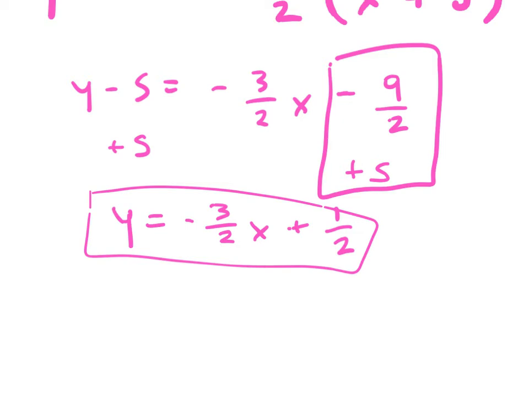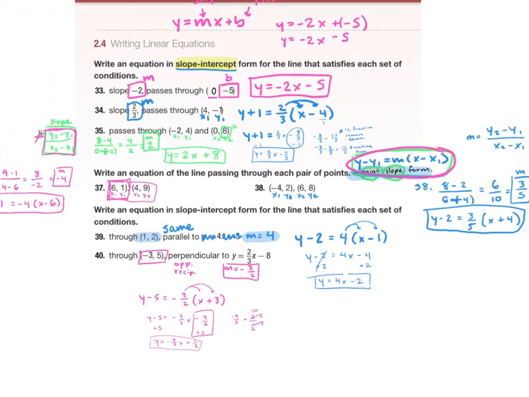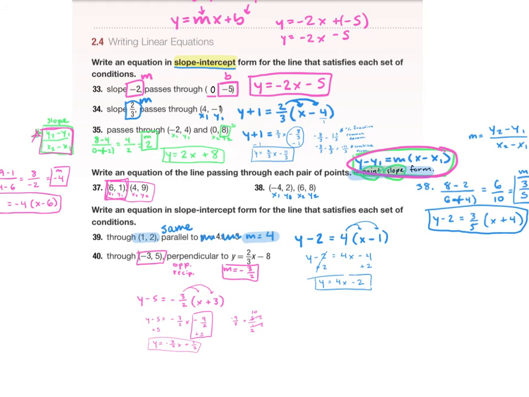Alright, so on Friday, we did everything from 2.4. So is there anything you want to see again from 2.4? So you guys are good with slope-intercept form, point-slope form. Make sure you know which formula is which. If it asks you for slope-intercept form, you have to use your y equals mx plus b. And if it asks you for point slope, it's y minus y1 is equal to m times x minus x1.